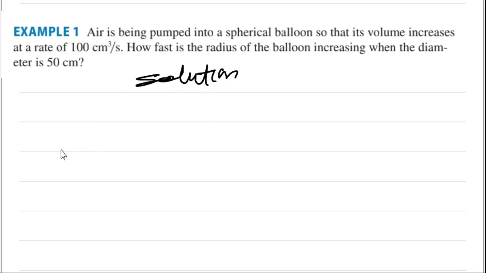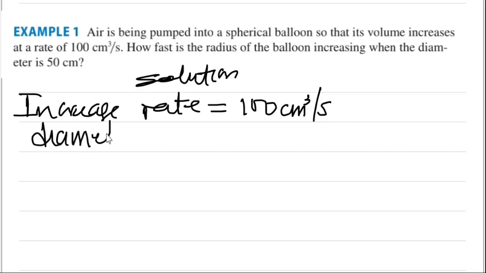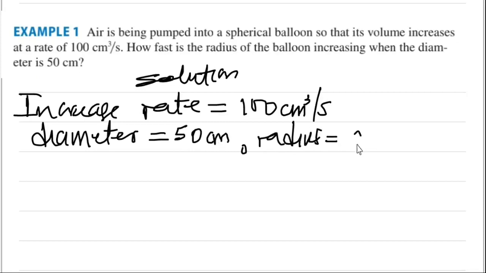Solution. The increase rate has been given. Increase rate is equal to 100 centimeter cube per second. We were given the diameter. Diameter is 50 centimeter, meaning that the radius will be 25 centimeter. So there is some information given.